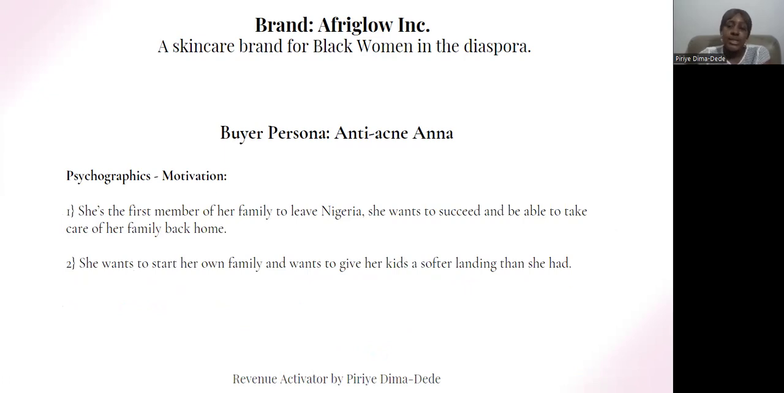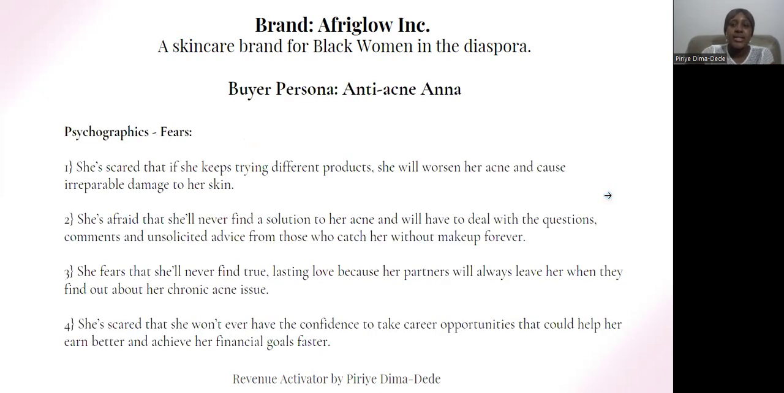So she wants to succeed over there and be able to take care of her family back home. That is her motivation. Her second motivation is she wants to start her own family and wants to give her kids a softer landing than she had while growing up. The next thing is her peers, still under psychographics.